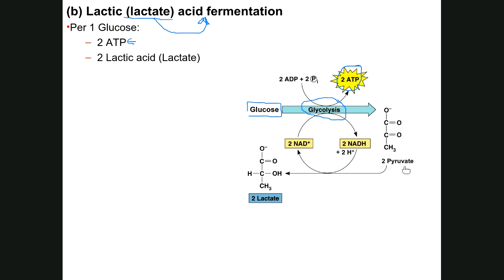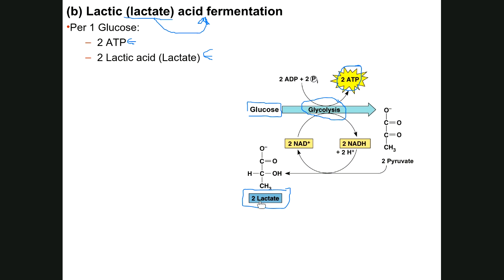However, not shown here, there are enzymes in our skeletal muscles that will then act on pyruvate as a substrate and convert it to the final product of this type of fermentation called lactic acid or lactate. Okay, so this is the second type of fermentation performed by our skeletal muscles.